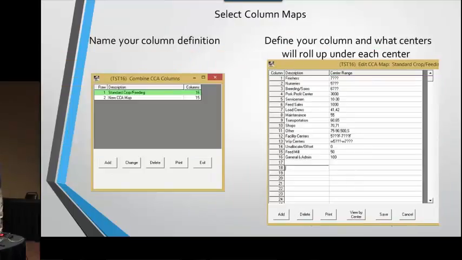You get this window. And once again, you're going to click Add and create a new column mapping definition that you want to set up. Once you click Add and give it a name, you're going to get this window here, and you're going to define what you want as your different columns on the consolidated cost analysis. This particular example has the finisher costs under the first column, the nurseries under the second, breeding under the third, and then we get into some other centers that are part of the cost allocations to the first three centers.